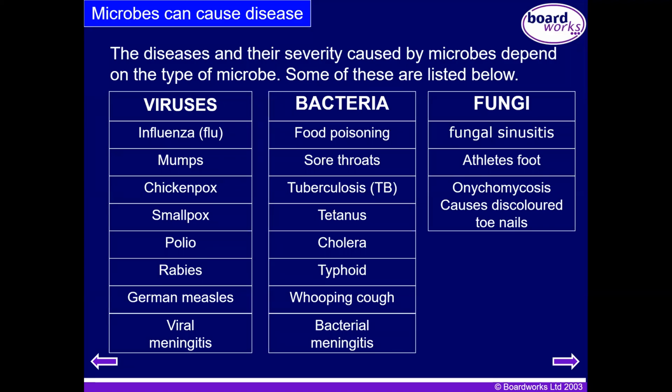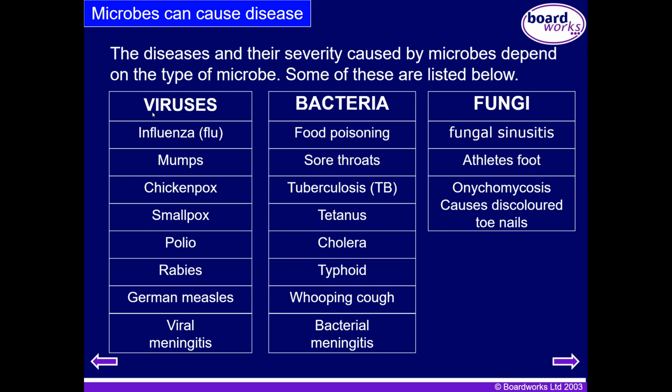In this video, we're going to look at microbes causing disease. Now, we do know that microbes can be beneficial and we can use those in food production, as we've looked at before. What we're going to focus on now is the microbes that cause disease. The disease and the severity caused by microbes depends on the type of microbe. Some of them are more severe than others, and they can actually cause lots of problems for people.